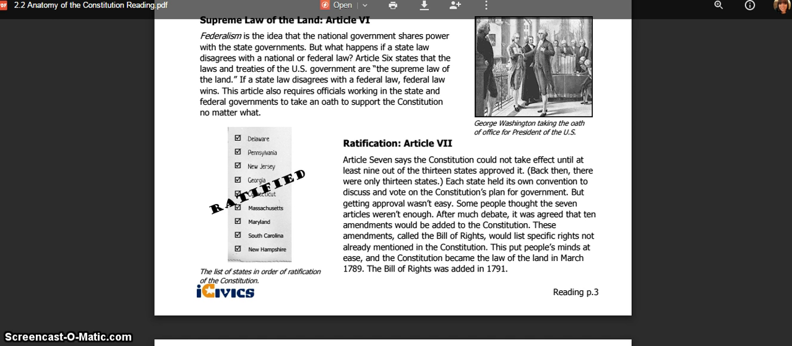Some people thought that the 7 articles weren't enough. After much debate, it was agreed that 10 amendments needed to be added to the Constitution. These amendments, called the Bill of Rights, would list specific rights not already mentioned in the Constitution. This put people's minds at ease, and the Constitution became the law of the land in March 1789. The Bill of Rights came in 1791.